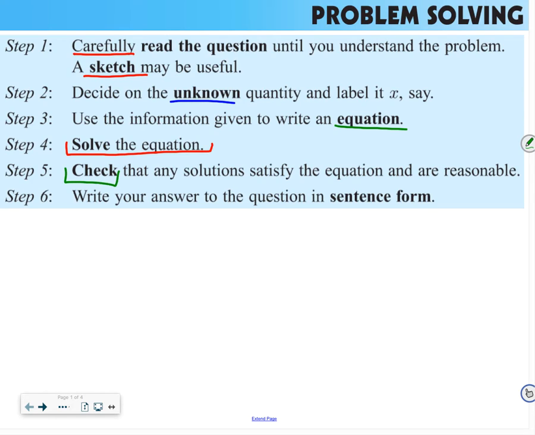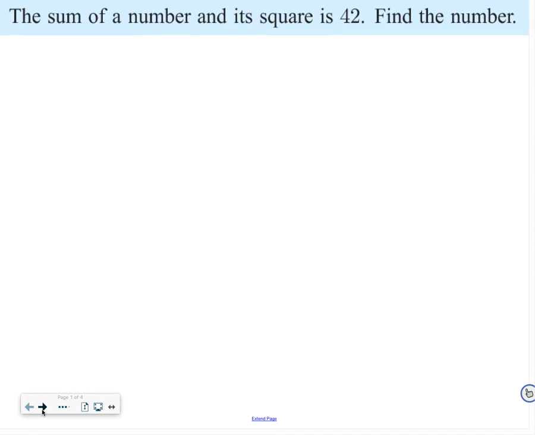Many times in word problems, your negative solutions aren't going to make sense, so you want to make sure you plug it back in. And then finally, write your final answer in sentence form, or at least in the context of the problem. Okay, let's look at our first example here.